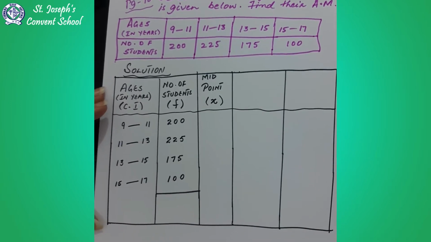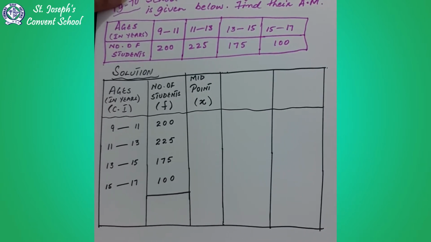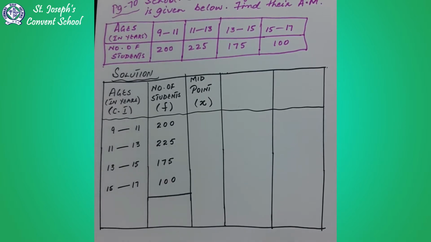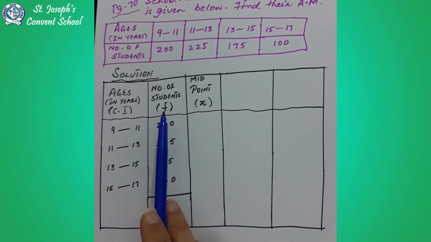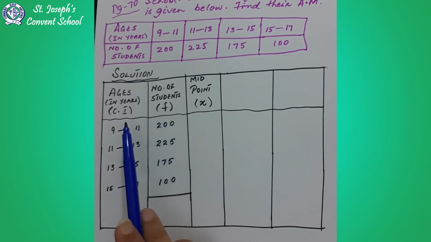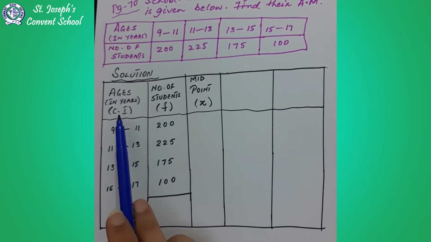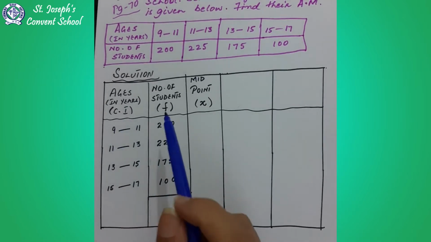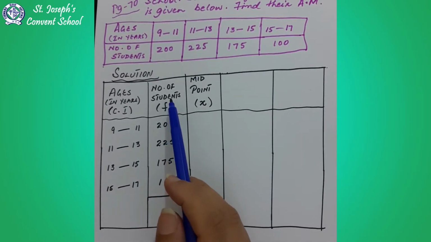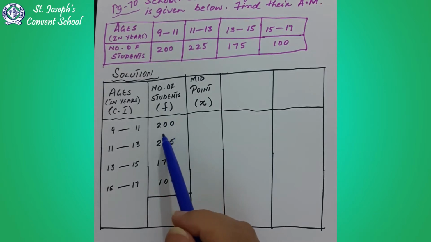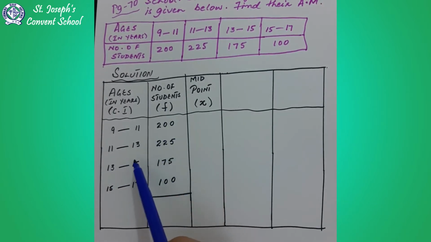Now you can see the first column is class interval. Ages in years, where groups are given. The column in which groups are given is known as class interval. The second column given in the question, number of students, is known as frequency f. So you will name it f. First column in which groups are given is class interval. Second column where number of students are given is frequency. So these two are given in the question.